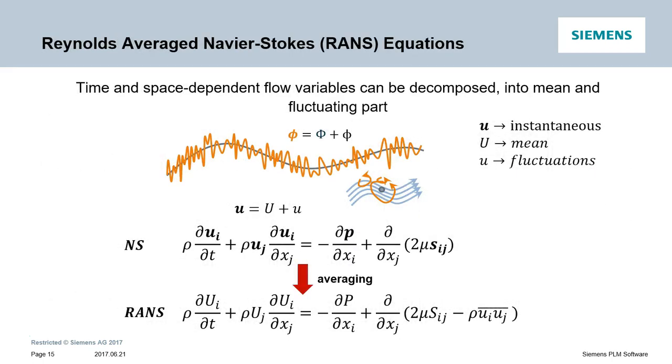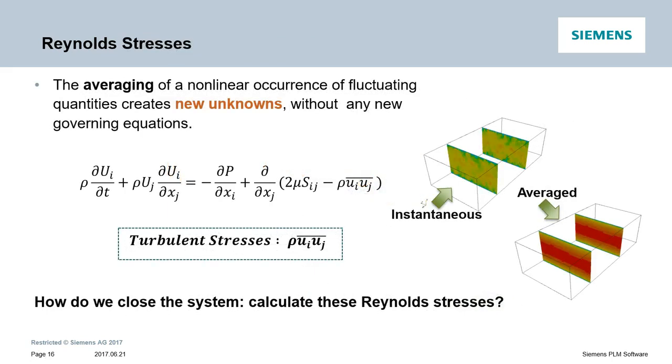Time and space dependent flow variables such as velocity and pressure can be decomposed into mean and fluctuating parts. And when we substitute this decomposition into the original Navier-Stokes equations and time average it, we get this equation, which is known as the Reynolds averaged Navier-Stokes equation, which is almost identical to the original Navier-Stokes equation but with this additional unknown term. So what just happened is the averaging of a nonlinear term created these new unknowns without any new governing equations. And this is the penalty we pay for not explicitly resolving the highly unsteady turbulence field.